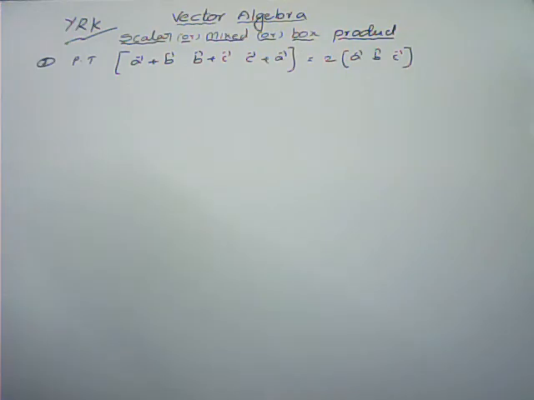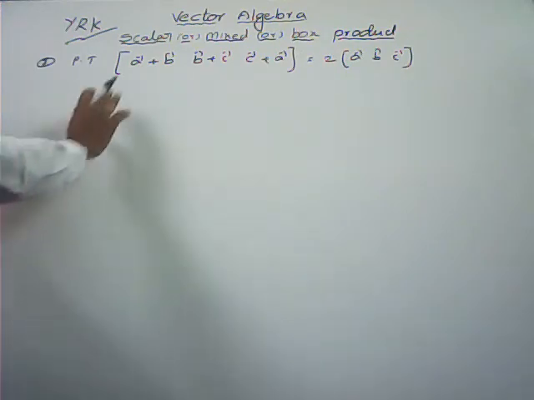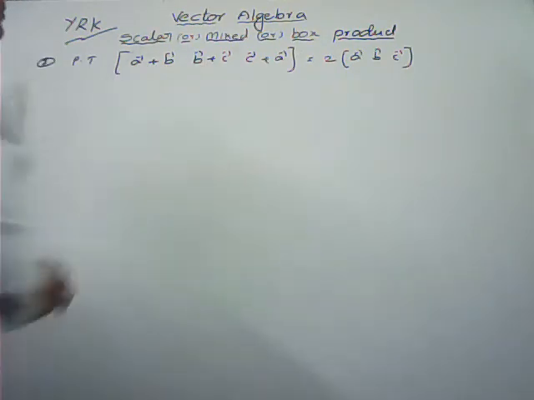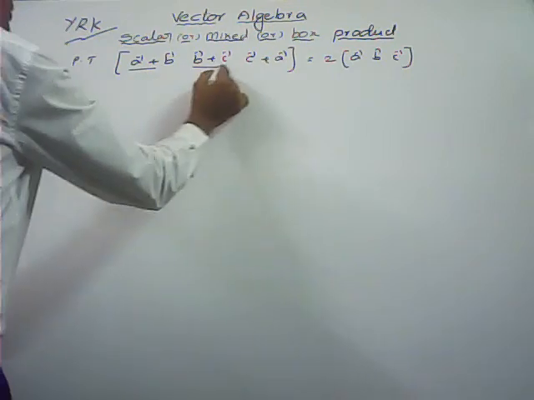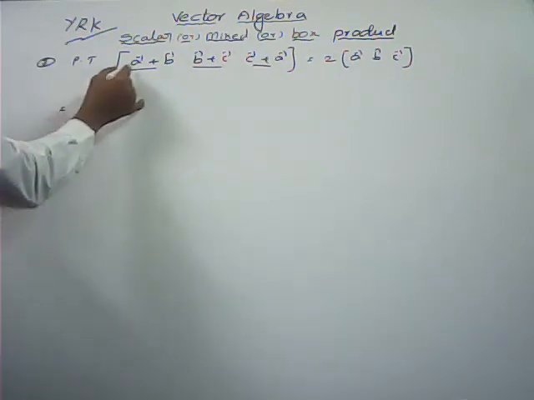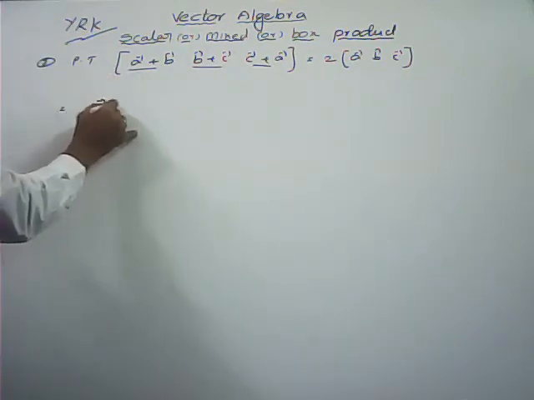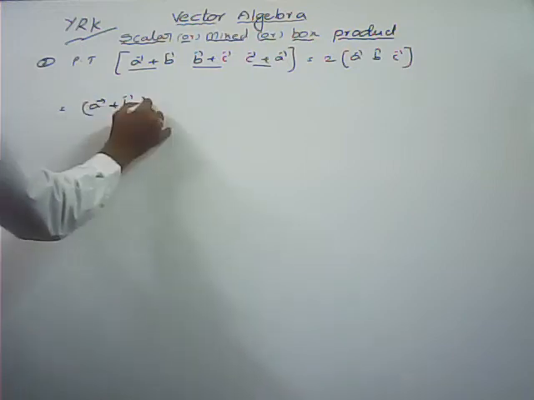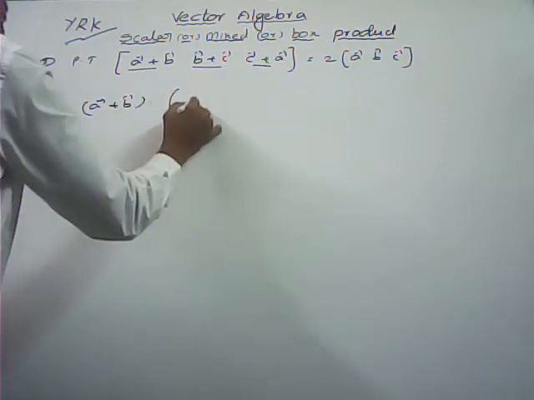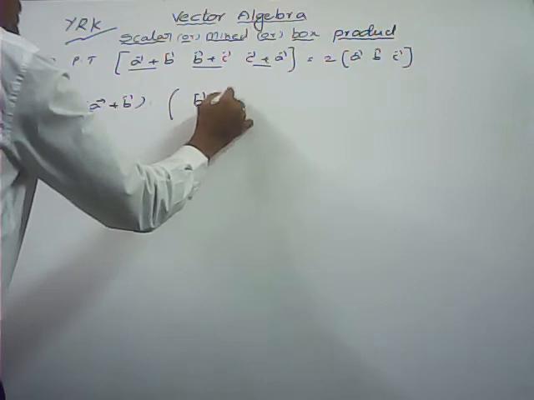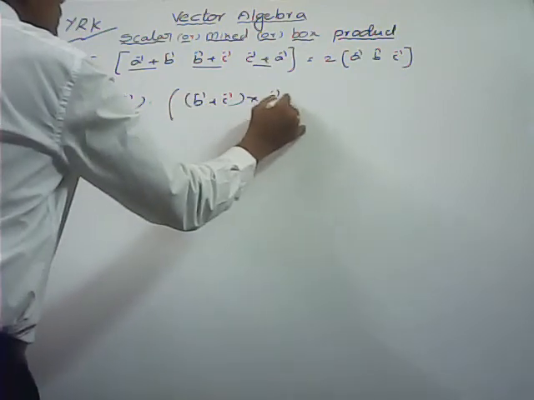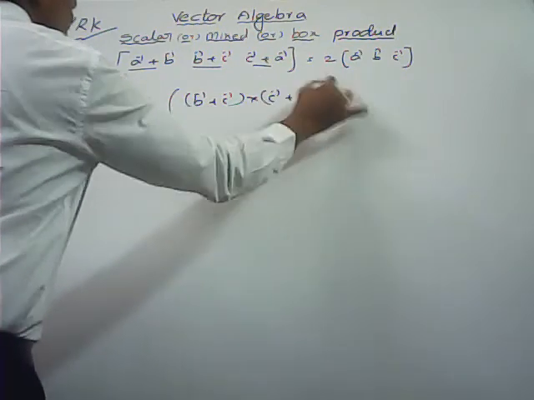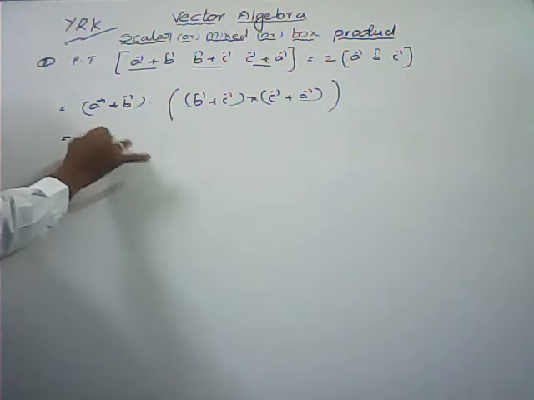Next, prove that box of A bar plus B bar, B bar plus C bar, C bar plus A bar equals 2 into box ABC. This one I am taking. Box ABC, how to expand that one? A bar dot, in the place of A bar here, A bar plus B bar is there. Dot, cross product of these two: B bar plus C bar cross C bar plus A bar.